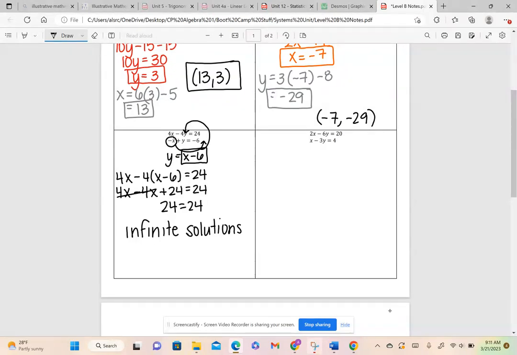Okay, this one, move this 3y. So I got to isolate it. Move that 3y over there. So I'll have x equals 3y plus 4. X is now isolated. Put a box. Go up to the top.